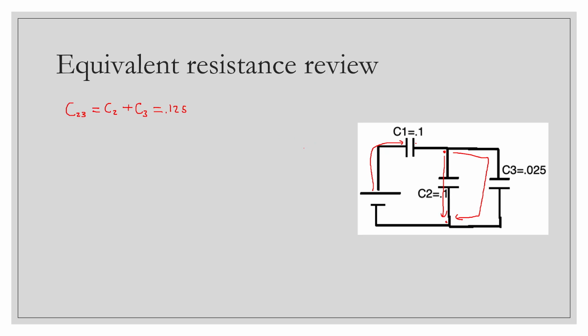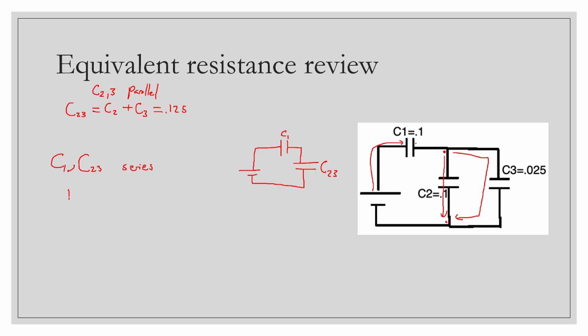So the whole idea is I've combined C2 and C3. Now my circuit looks like this, where this is C1 and this is C2,3. Now any path that goes through my battery and goes through C1 has to go through C2,3. So C2,3 and C1 are in series. Let me write that up here. C2,3 parallel. And then C1 and C2,3 are in series.